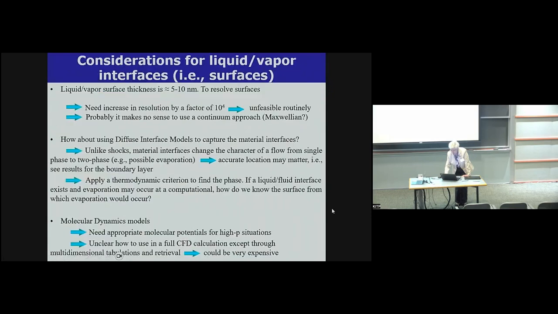So I have here some questions, some conclusions, etc. Liquid-vapor surface interface thicknesses are of the order of nanometers. Okay, so to resolve these surfaces, we need to increase the resolution by order 10 to the 4. That's clearly unfeasible routinely. And I have even a question. It probably makes no sense to use a continuum approach because probably we can define a Maxwellian.